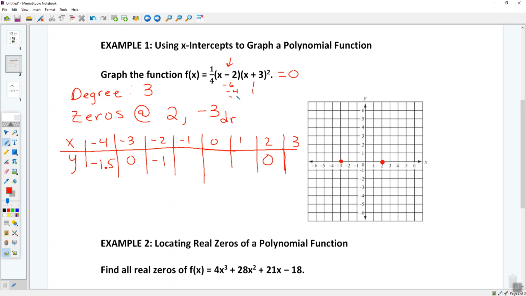That'd be -3. This would be 2. -1 plus 3 would be 2. 2 squared would be 4, right? So you're going to end up with -3 here. 0 should be pretty easy, right, guys? What's 0 minus 2? -2. What's 0 plus 3? What's 3 squared? 9 times the -2. -18. And then 1/4 of -18 is -4.5. Okay.